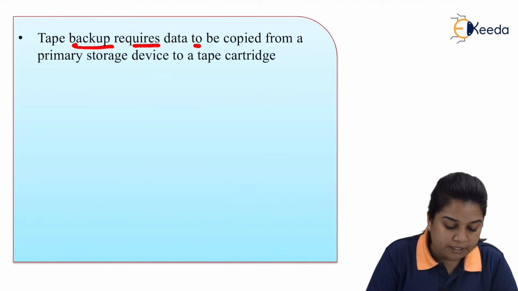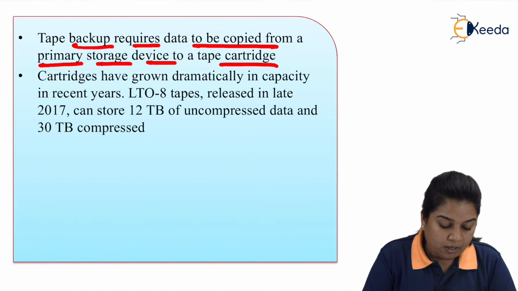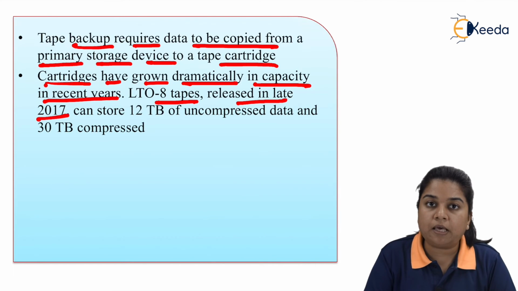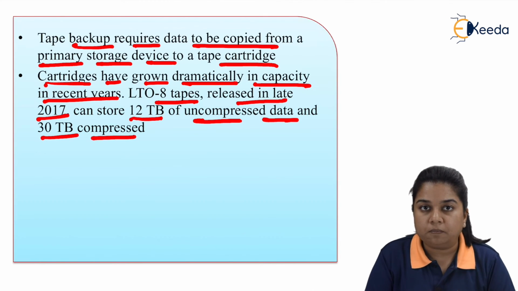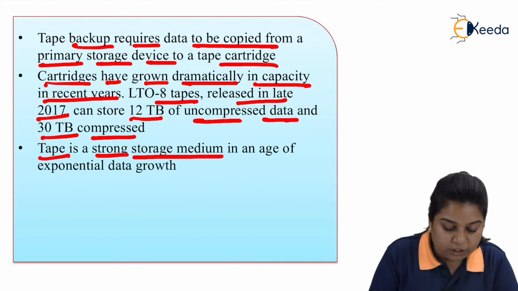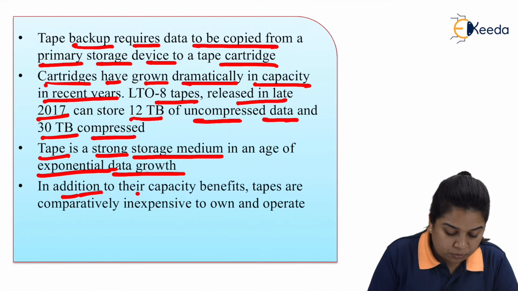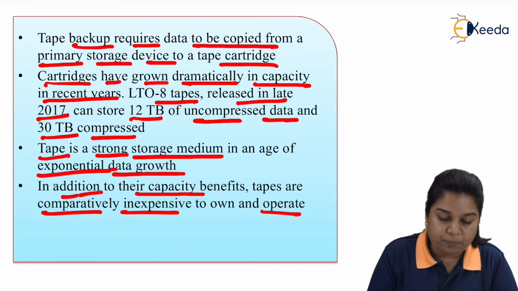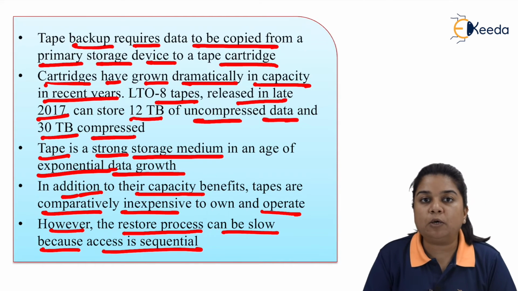Tape backup requires data to be copied from a primary storage device to a tape cartridge. Cartridges have grown dramatically in capacity in recent years. LTO-8 tapes released in late 2017 can store 12 TB of uncompressed data and 30 TB compressed data. Tape is a strong storage medium in an age of exponential data growth. In addition to their capacity benefits, tapes are comparatively inexpensive to own and operate. However, the restore process can be slow because access is sequential.